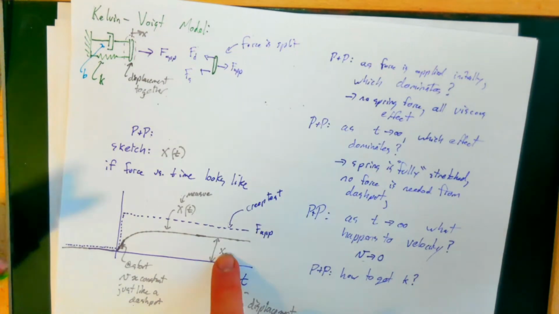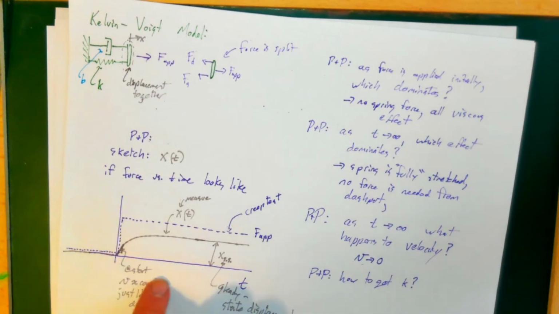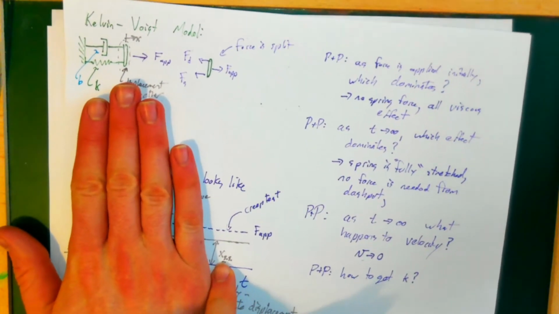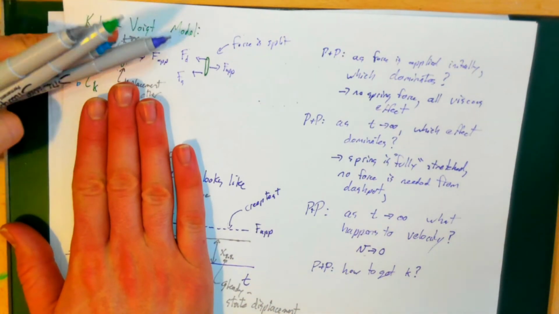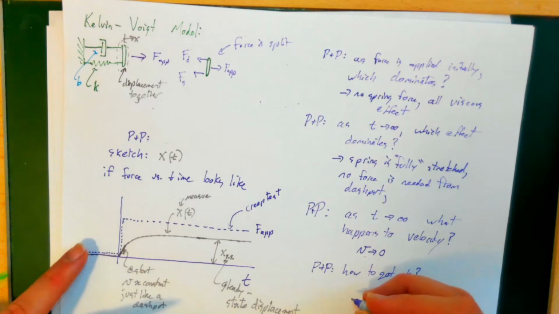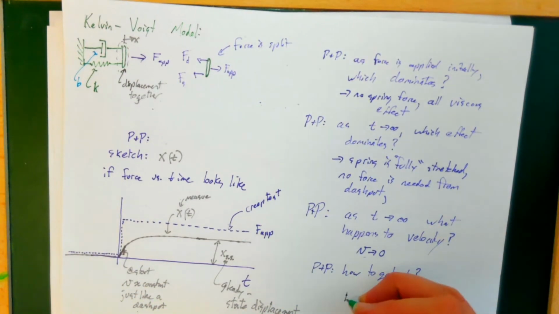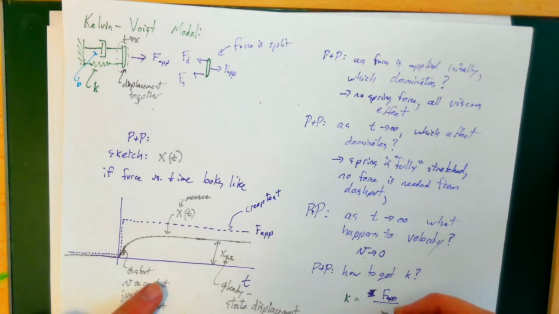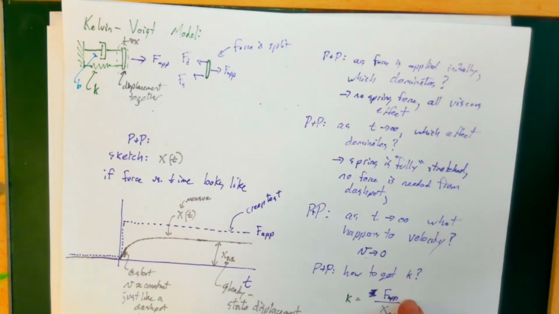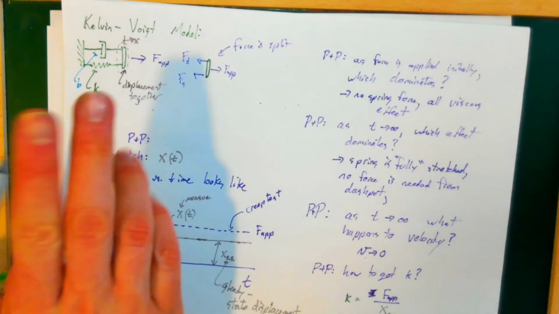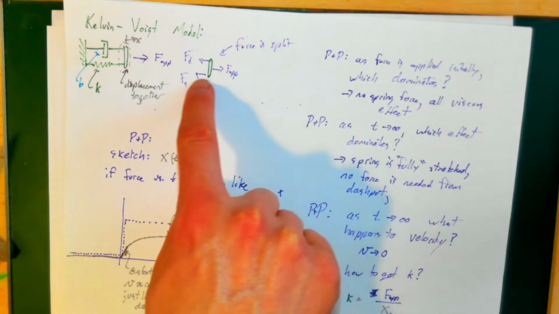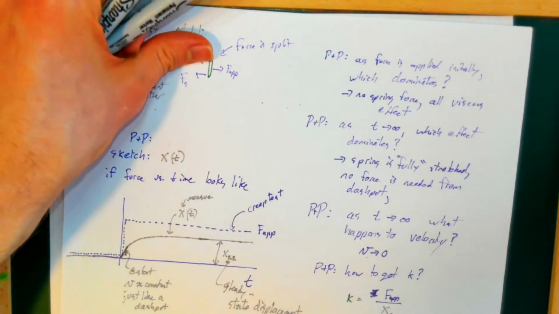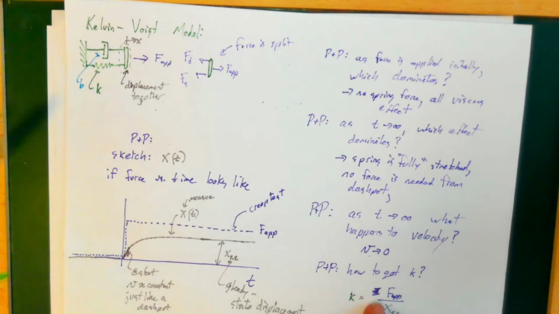Well, hopefully you've had a chance to think about it. Basically, if we ignore what happens initially, once we're in this plateaued region, the steady state displacement, the effect of the dashpot goes away. So k is essentially equal to the applied force divided by the steady state displacement, right? If f equals kx for the spring, but when we're in the plateaued region, the spring force is totally equal with the force applied because we don't have a dashpot effect anymore, then the k is essentially given like this.